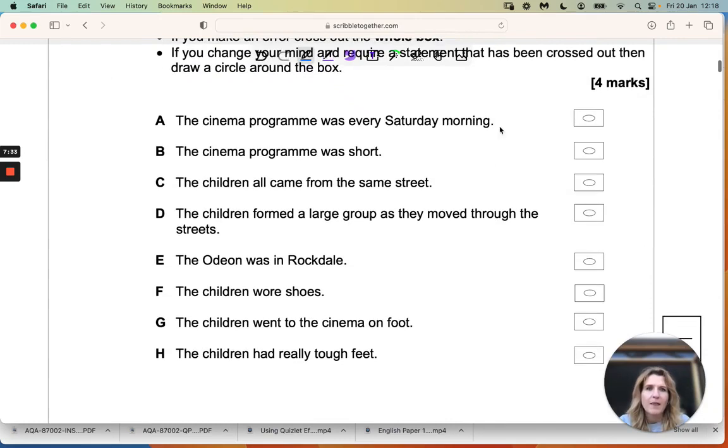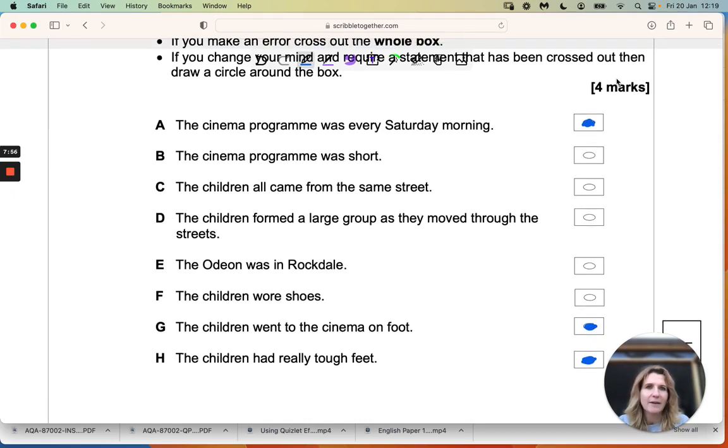Okay, the cinema program was every Saturday morning. I would go and double check that, but I think that is correct. Cinema program is short. All the children came from the same street. They formed a large group as they moved through the streets. The Odeon, the children went on foot. The children had tough feet. So there's one other one that I'm not sure about that I need to check.